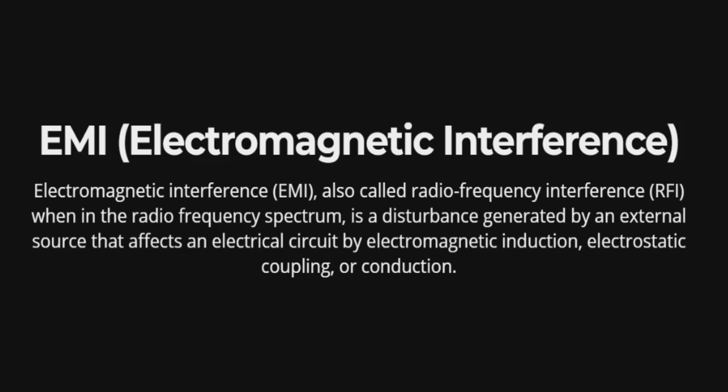EMI, Electromagnetic Interference. Electromagnetic interference, EMI, also called radio frequency interference, RFI, when in the radio frequency spectrum, is a disturbance generated by an external source that affects an electrical circuit by electromagnetic induction, electrostatic coupling, or conduction.